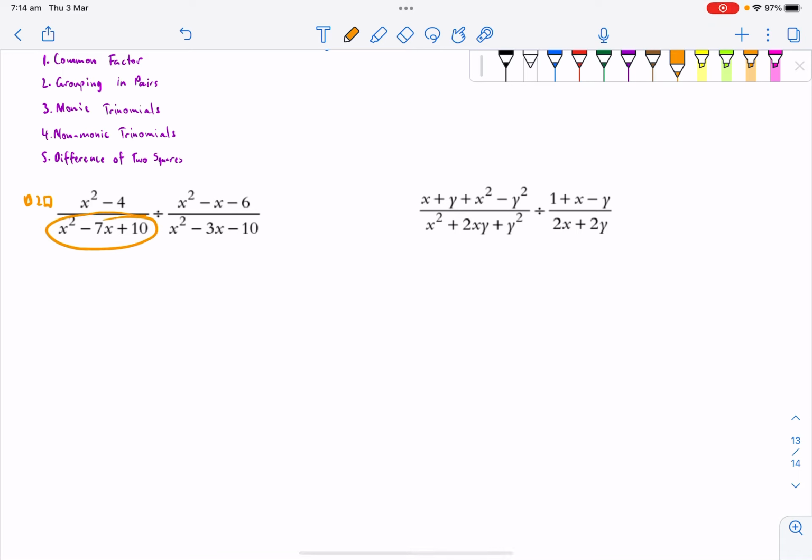Here we have a monic trinomial. Here we have a monic trinomial. And here we have a monic trinomial. But you may have noticed something.